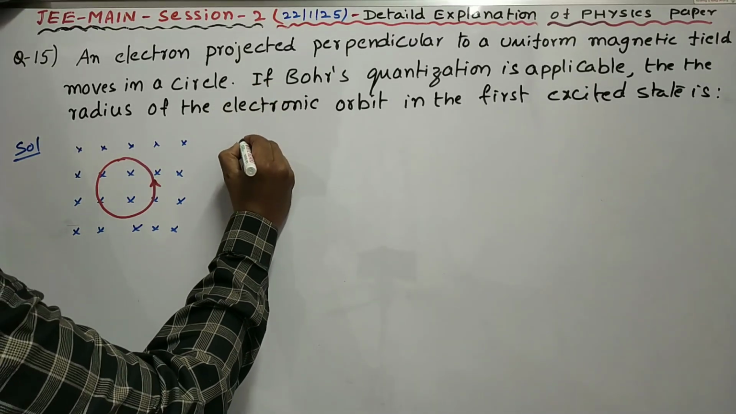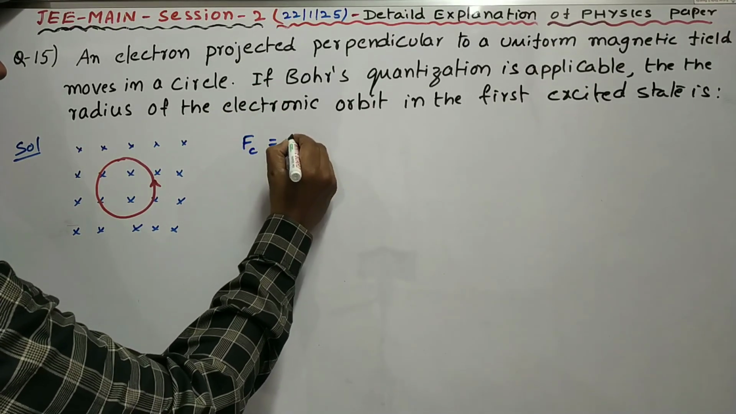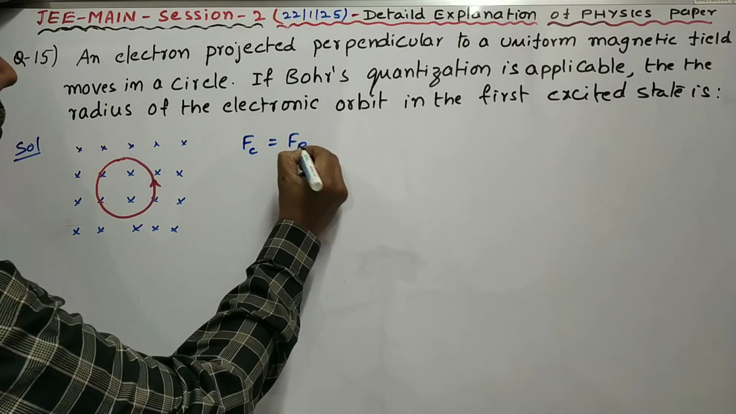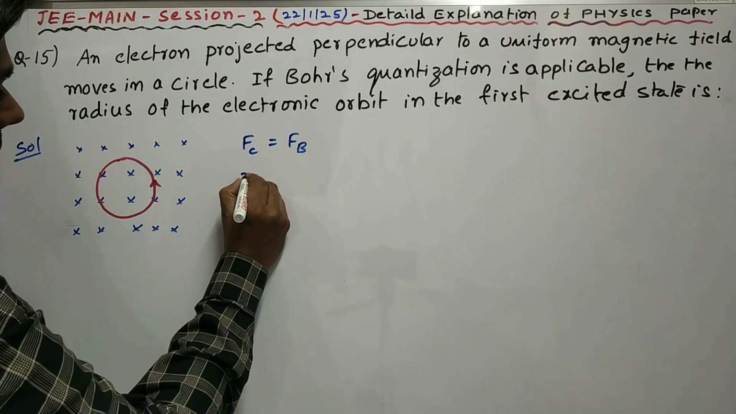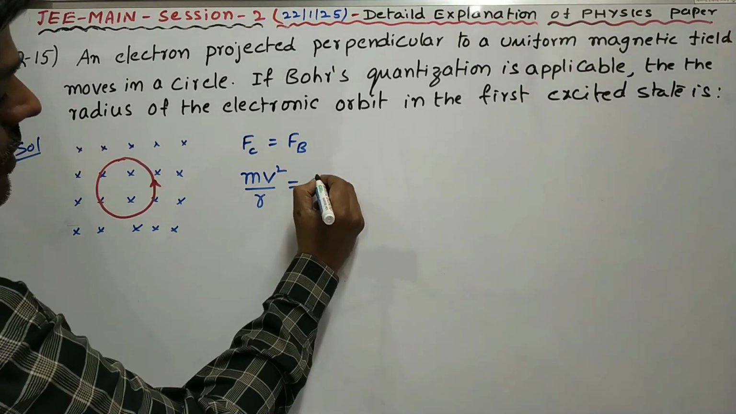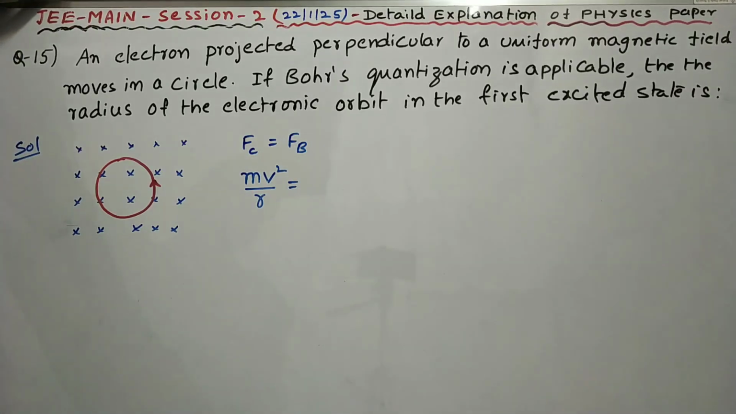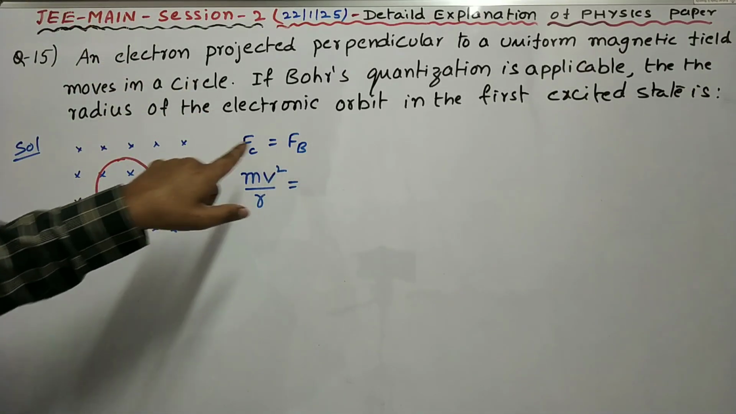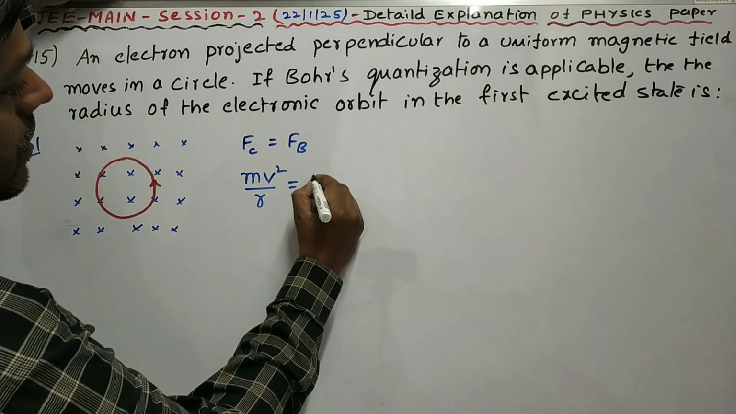Okay, so the necessary centripetal force is provided by the magnetic force. Fc is equal to what? The necessary centripetal force is equal to mv square by r, which is equal to the magnetic force. What is the magnetic force provided by the force exerted on a charged particle? It is BeV.